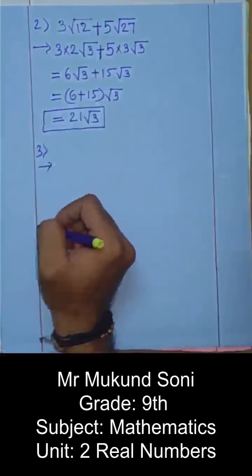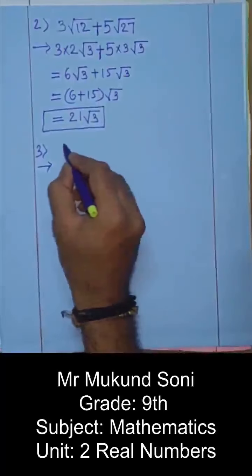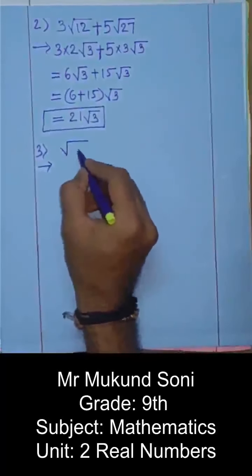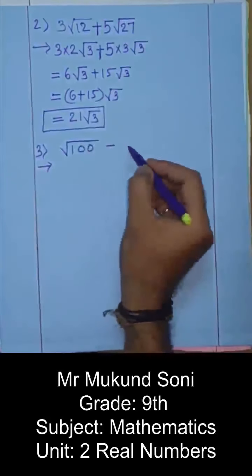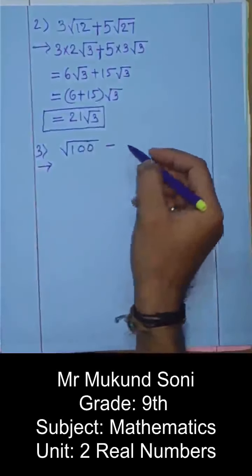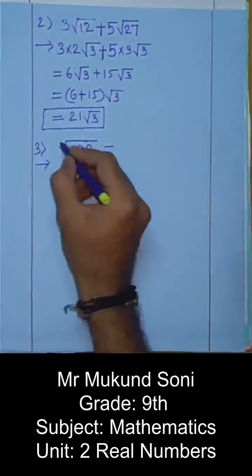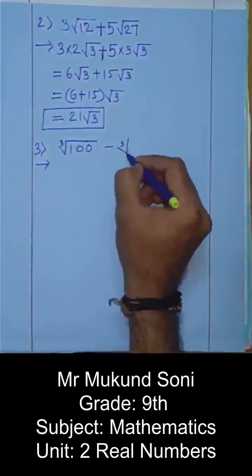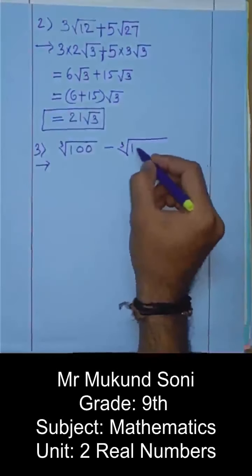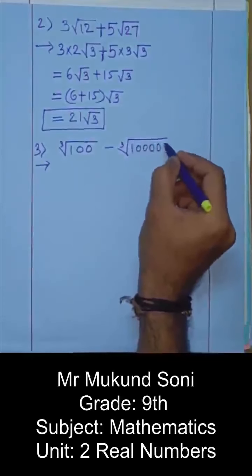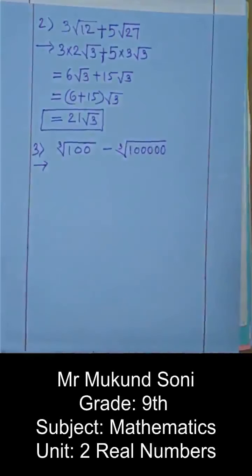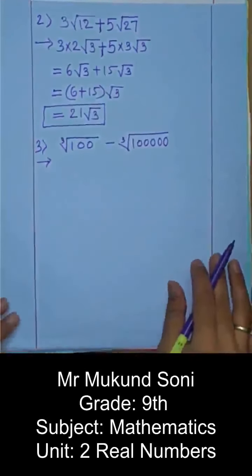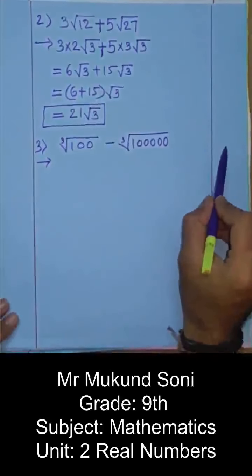Let's have one more example. So, root 100, or say cube root of 100, minus cube root of 1 lakh. Oh, it's a very fearsome number, 1 lakh, isn't it? But I know that you won't get worried about it.